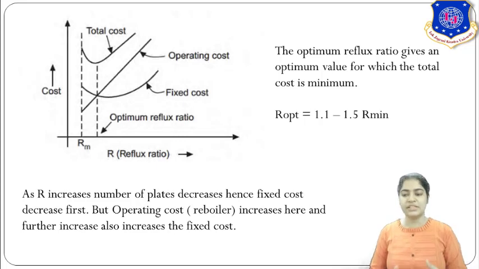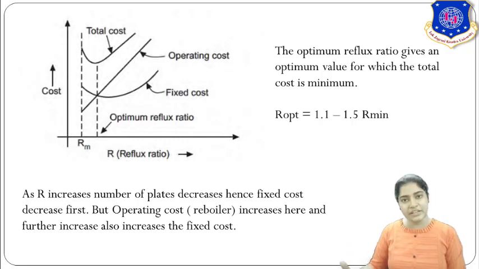Now this is the graph of reflux ratio versus cost. You can see here, first of all, as you increase the reflux, the number of plates decreases, which means your fixed cost is first decreasing, right? But as reflux ratio increases, your operating cost also increases, right? We studied that reboiler duty increases. So you can see that operating cost increases linearly.